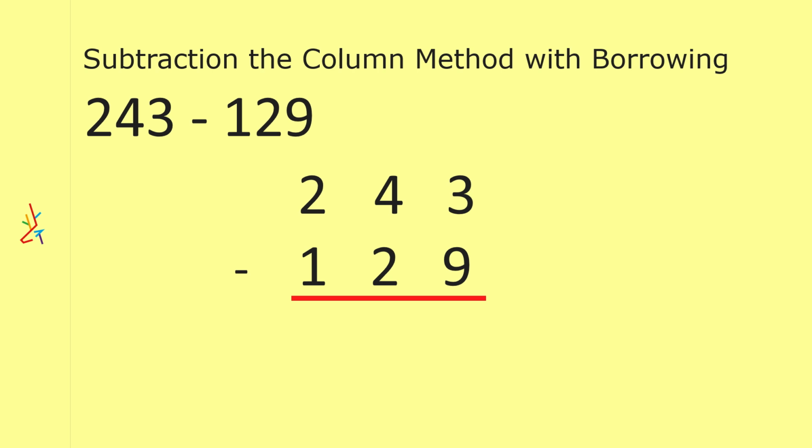So the 3 is going to have to borrow some money from his mate next door to be able to take away 9. So I can't do 3 minus 9, so I need to borrow from his mate next door, which is the 4. So the 4 lends him a tenner, so it's become a 3, and the tenner goes over to make 13. Now I can do 13 minus 9, which equals 4.